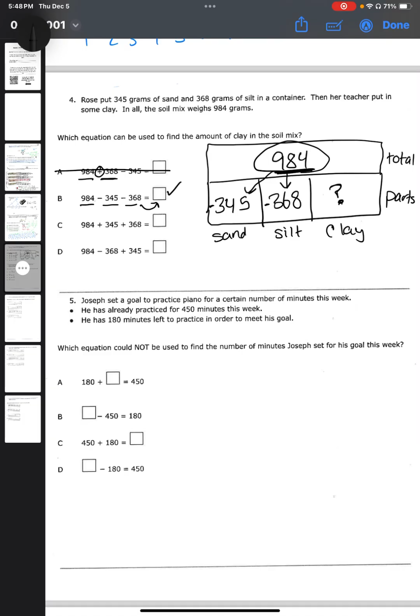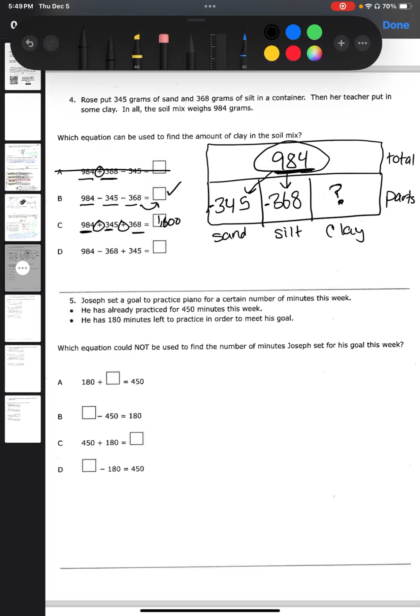For C, we have the total, and then if you look at the operation carefully, we're adding the parts to it. Just roughly adding that, you're going to be at somewhere around 1,500 or 1,600. We'll say 1,600. Let's round up here for the value of the clay section. Well, that's not even a reasonable answer. This is when that "is this a reasonable answer" part comes into our lives. Can the clay be 1,600 if the total is only 984? No, that's not reasonable at all.